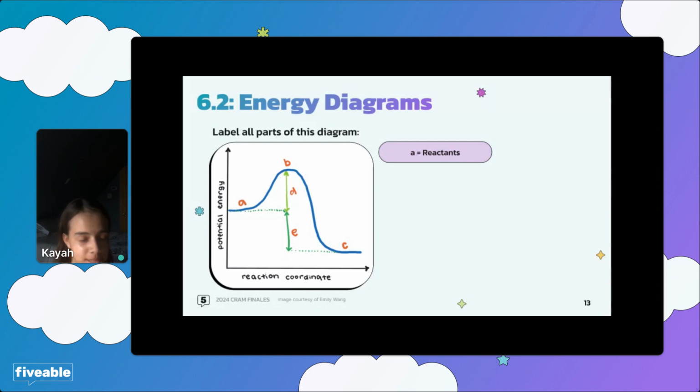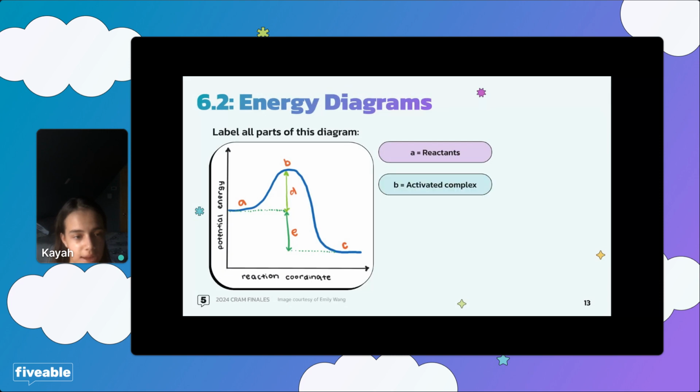So A represents the reactants, right? All the way on the left, that's always going to be the reactant side. It's going to represent the reactant part of the equation, regardless of where it is placed on that graph. That is always, always, always your reactants.